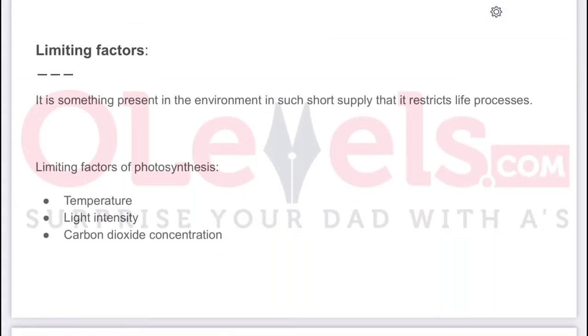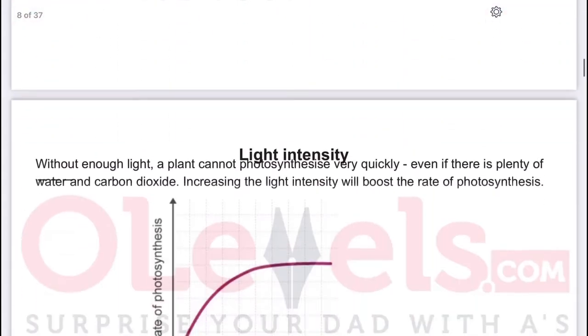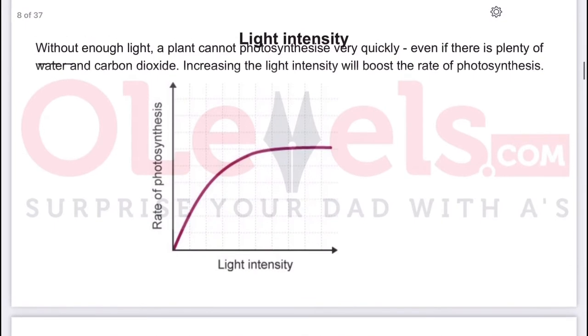Limiting factors. A limiting factor is something present in the environment in such short supply that it restricts life processes. Limiting factors of photosynthesis: temperature, light intensity, carbon dioxide concentration. Light intensity. Without enough light, a plant cannot photosynthesize very quickly, even if there is plenty of water and carbon dioxide.